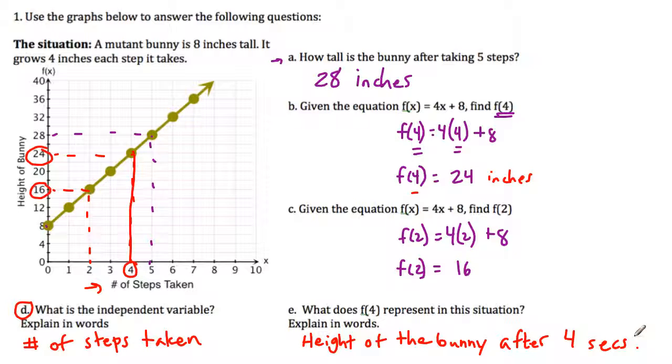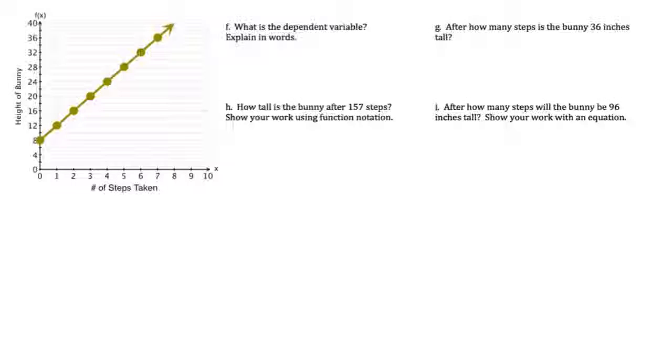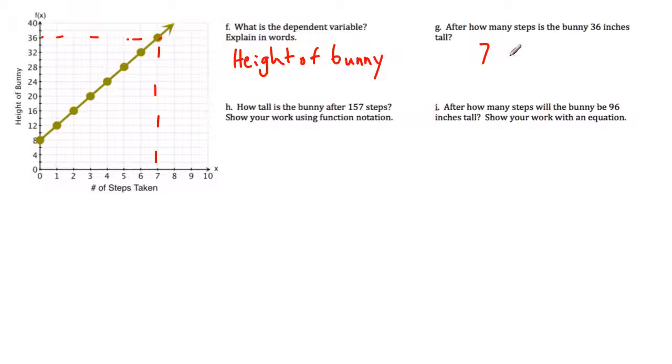There are just a few more additional questions to answer on this one. This is the same graph. What is the dependent variable? Well, it's the height of the bunny. After how many steps is the bunny 36 inches tall? Let's go to the graph. 36 inches, come over. That corresponds to 7 steps.